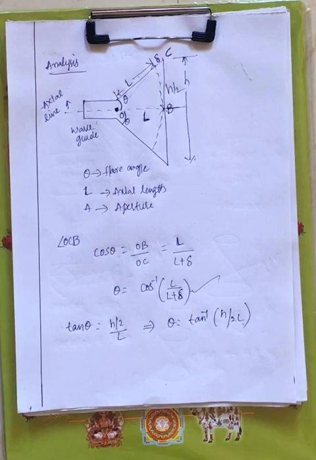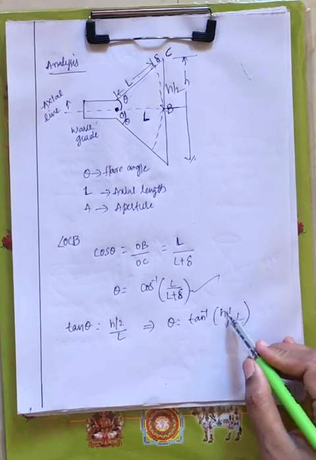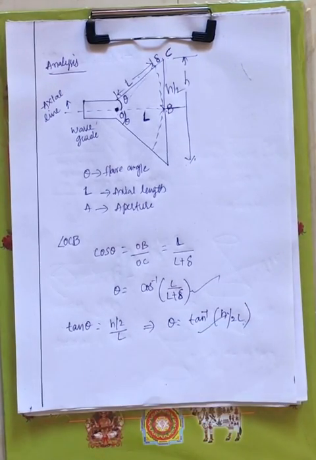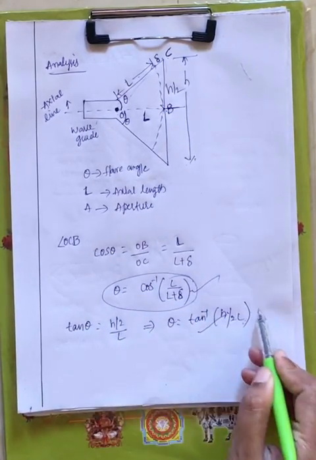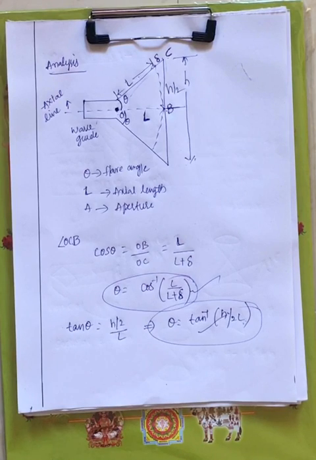If we don't know delta, the small variation, then using the h and L values you can calculate the flare angle. These are the two different formulas through which you can find the flare angle of a particular horn antenna. Now theta we can define. Next we have to define L. We have to calculate L.